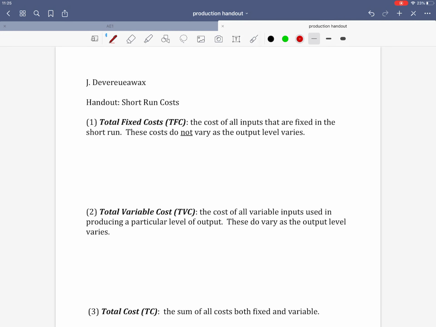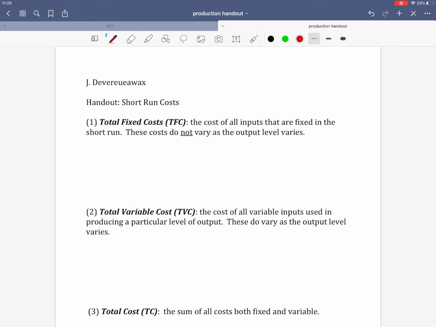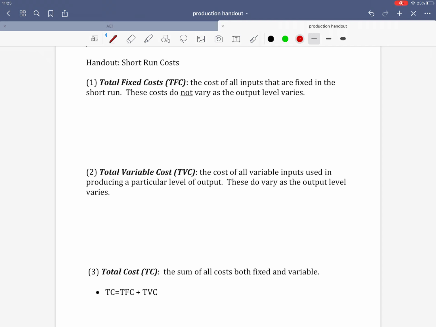All right. So let's switch gears and look at cost. Now we have 7 different types of cost that we went over in the PowerPoint slides. So I'm just going to very briefly go over them again and then also give you an example of calculating all the different costs when you see them in a table.